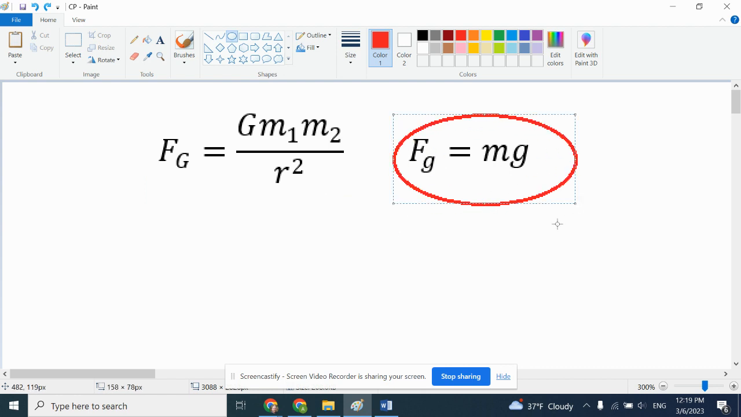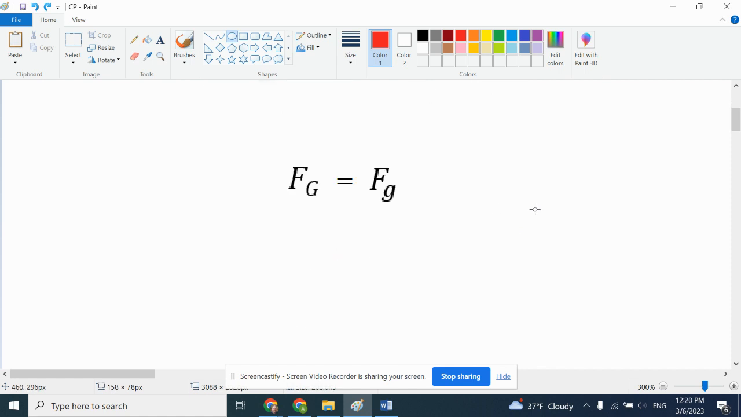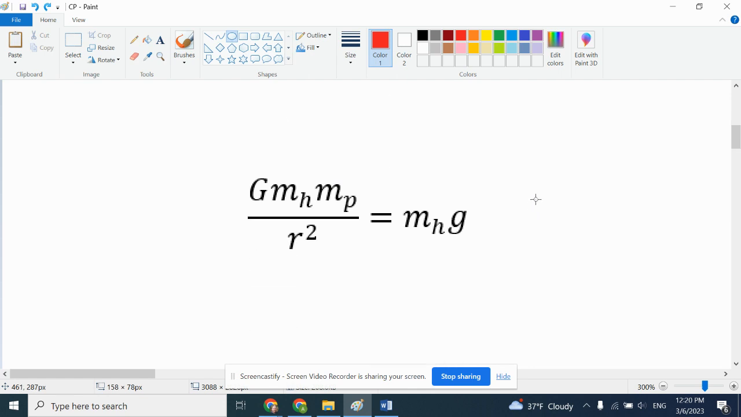We're going to relate it to mg, which is what you've been using pretty much for the entire year. This is the force of gravity on an object near the surface of the Earth. To start this, we're going to boldly say the force of gravity equals the force of gravity. Now, I have m1 and m2, but I want to be a little more specific. So I'm going to do mh, which is mass of the human, and mp, mass of the planet.